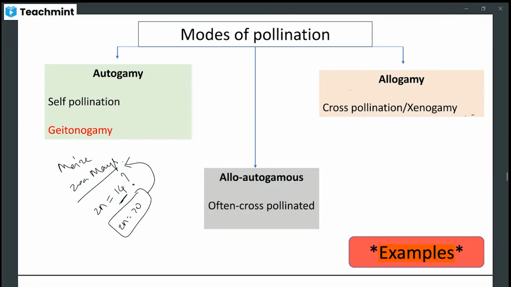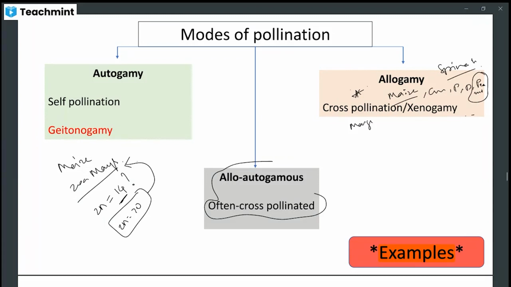Okay. And what are the examples of cross-pollination then? Cross-pollinated crops. Maize, cucurbits, papaya, date palm, peanut, spinach, palak. Okay, spinach. Right. And sugarcane, mango. Yeah, mango, sugarcane. Sugarcane is a field crop, and mango is a fruit crop. Good. So examples for often cross-pollinated crops are very important.